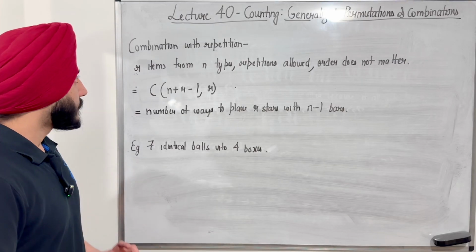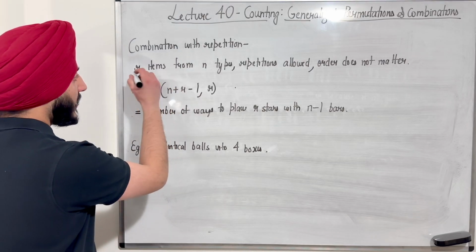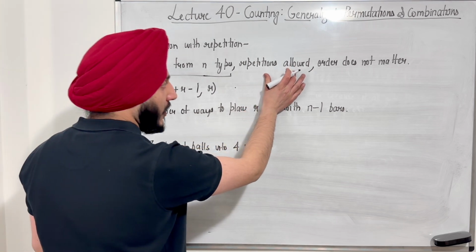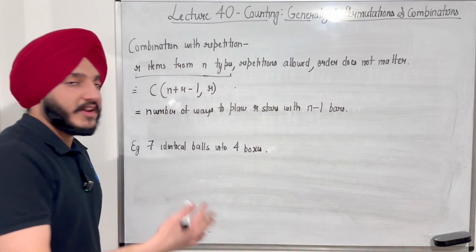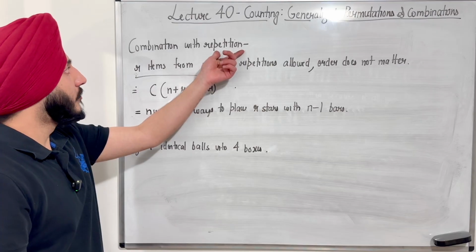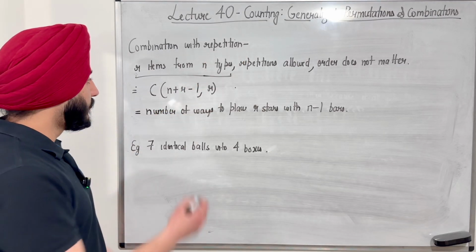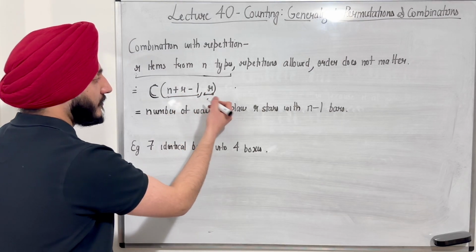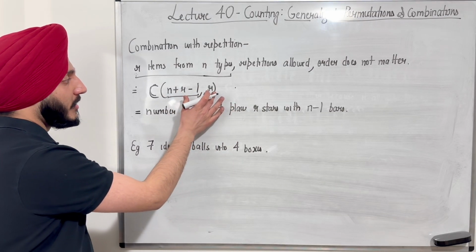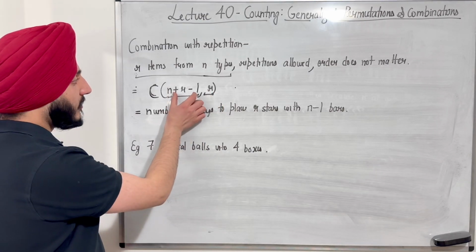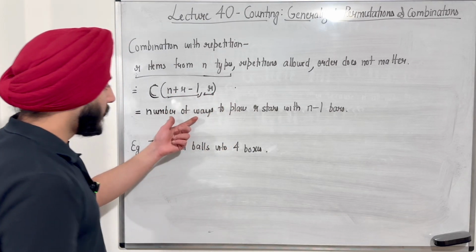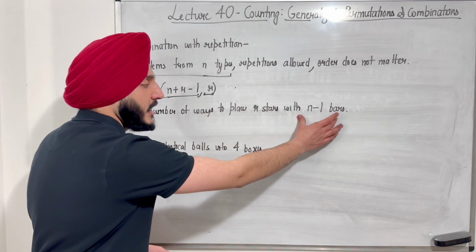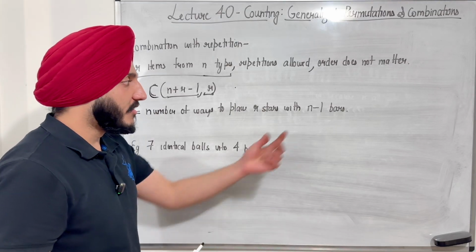Okay. So the problem is, let's say you have r items in general and you're supposed to choose from n types such that repetitions are allowed and the order does not matter, which in very simple words means it's a question of combination with repetition. Then the formula is C, where the first term is n plus r minus 1 and r is the second term. So C(n+r-1, r) is equal to the number of ways to place r stars with n minus 1 bars. And this idea comes from what I explained in the previous part, right?